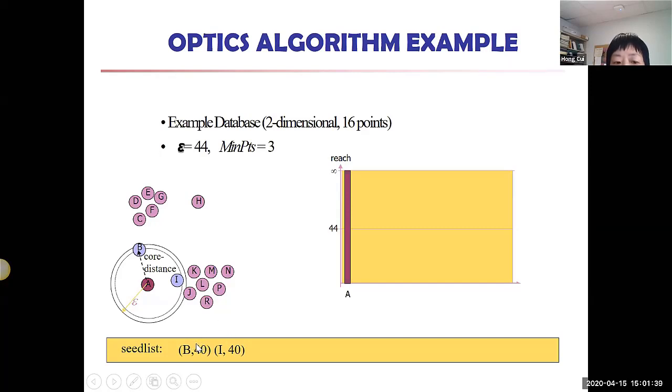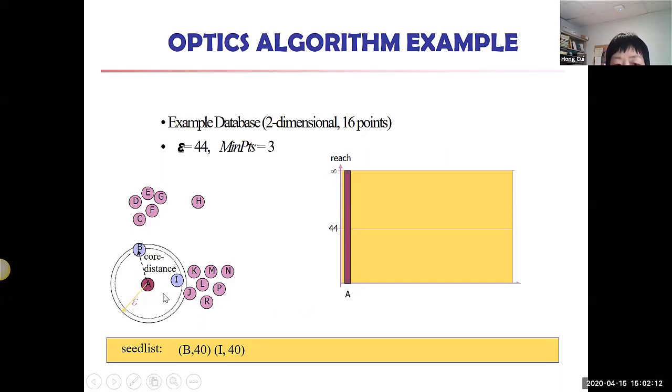And here we also add the reachability distance from A to B. And this is the final reachability graph that we're going to produce. At this point, we only put A here. Because it's the first point, there's nothing it can be reached from. Therefore, its reachability is infinite.